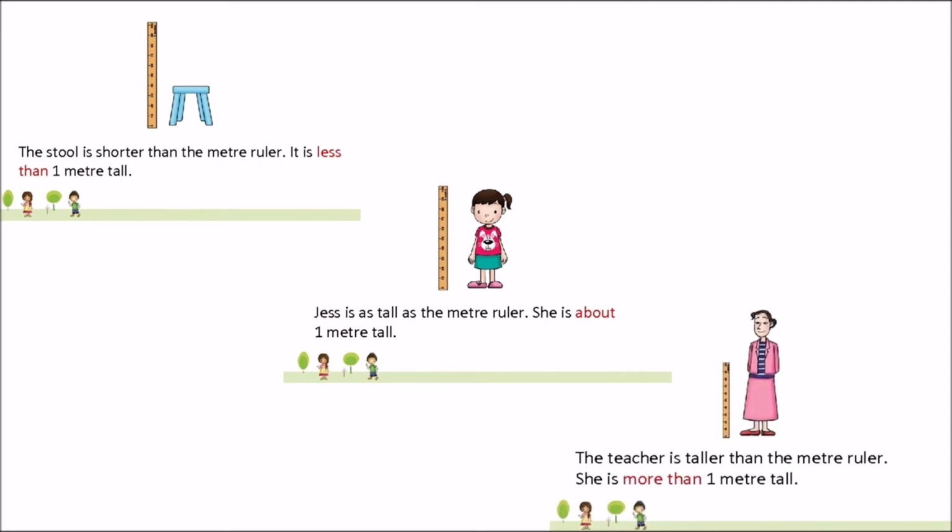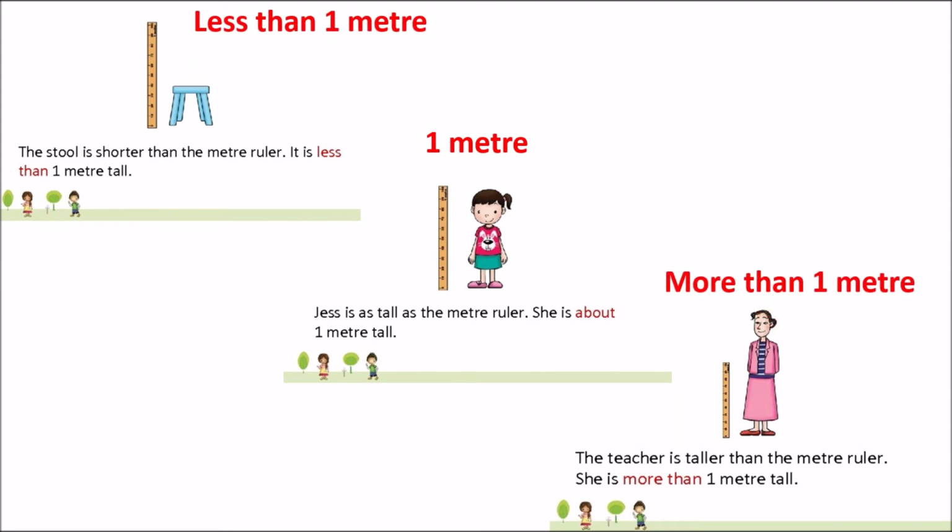And what about Jess's teacher? The teacher is taller than the meter ruler. So we can say she is more than 1 meter tall. So we have 1 meter, less than 1 meter, and more than 1 meter.